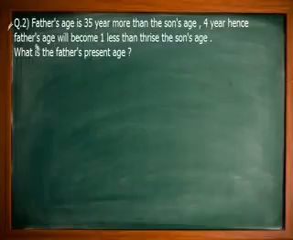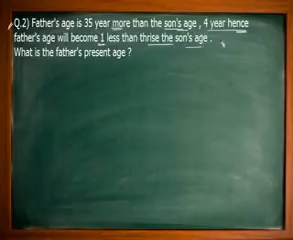Question number 2. Question number 2 is saying: father's age is 35 years more than the son's age. 4 years hence, father's age will become 1 less than thrice the son's age. What is the father's present age? Okay, so this is our question right now. Solve it in the previous way that I have told you.